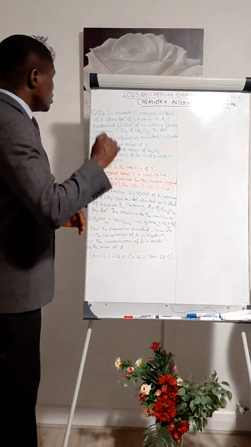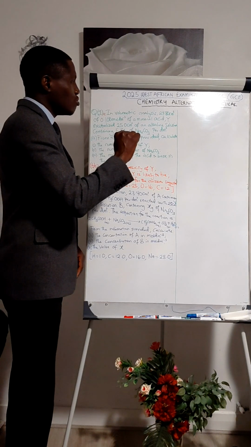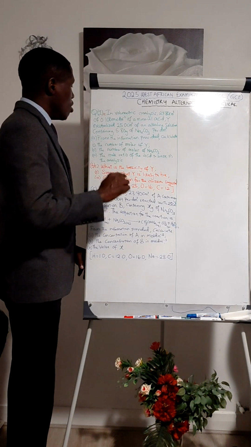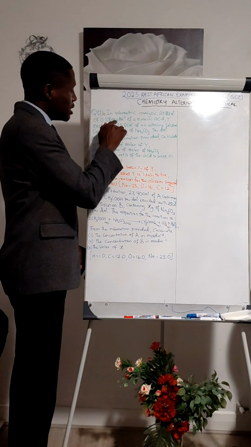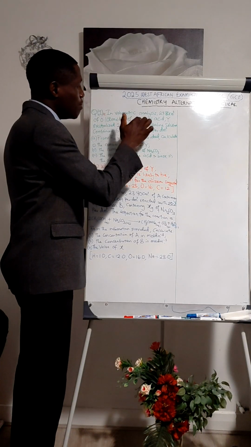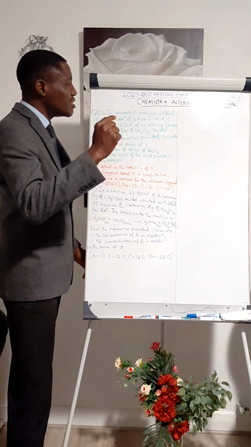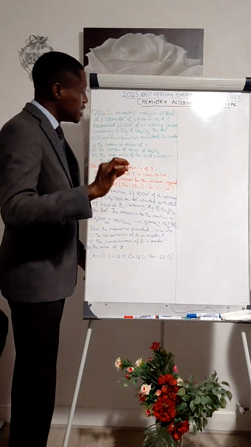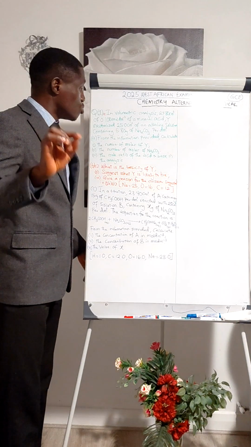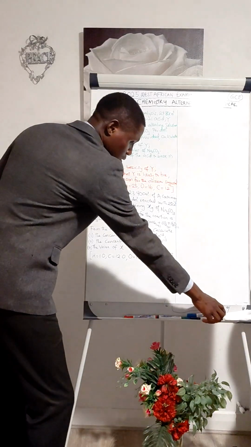Now today, the question one before us says a volumetric analysis: 24.80 centimeter cube of 0.100 molarity, that is mole per dm cube, of a mineral acid Y neutralizes 25 centimeter cube of an alkaline solution containing 5.80 gram of sodium trioxocarbonate IV per dm cube. Now, what does this mean?